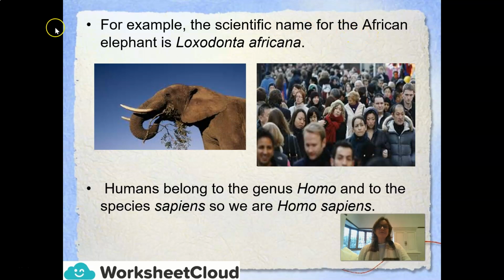The scientific name for the African elephant is Loxodonta africana. So the genus is Loxodonta, the species is africana, the African elephant. Humans belong to the genus Homo and to the species sapiens. So we are Homo sapiens.